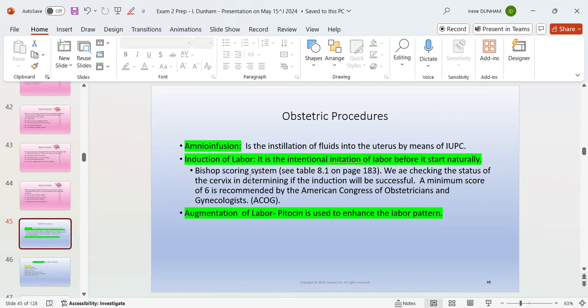We do the Bishop scoring as we are getting this lady ready for an induction. Now, write this down. When you do an induction of labor, we want to be successful, correct? And being successful, we want to have a vaginal delivery, correct? Yeah. Okay. So if this lady's coming in and she's 41 weeks, and I check her and her cervix is thick, it's not effaced. Her dilation maybe 1 centimeter. Oh, the baby's head is way high.